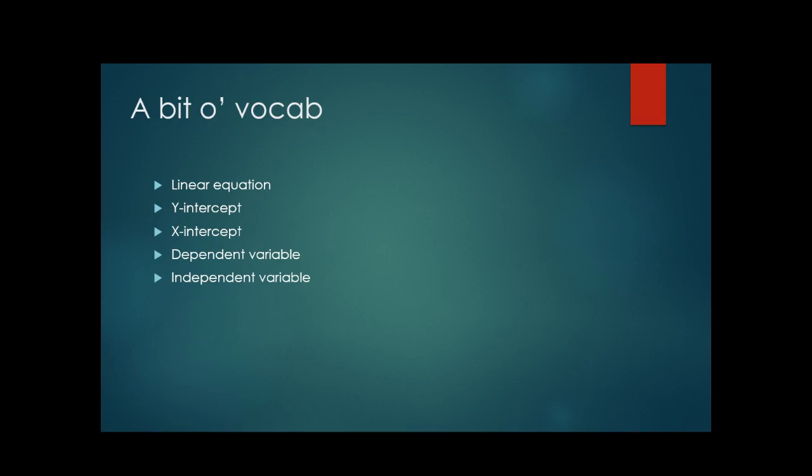In the book, in Chapter 2, Section 2, there are these 5 vocabulary words that we need to know. Linear equations, y-intercept, x-intercept, dependent variable, and independent variable. So you need to make sure to write those down in order to know what we're talking about in the future. They're all highlighted in yellow. Please do so before we get started on the next section.